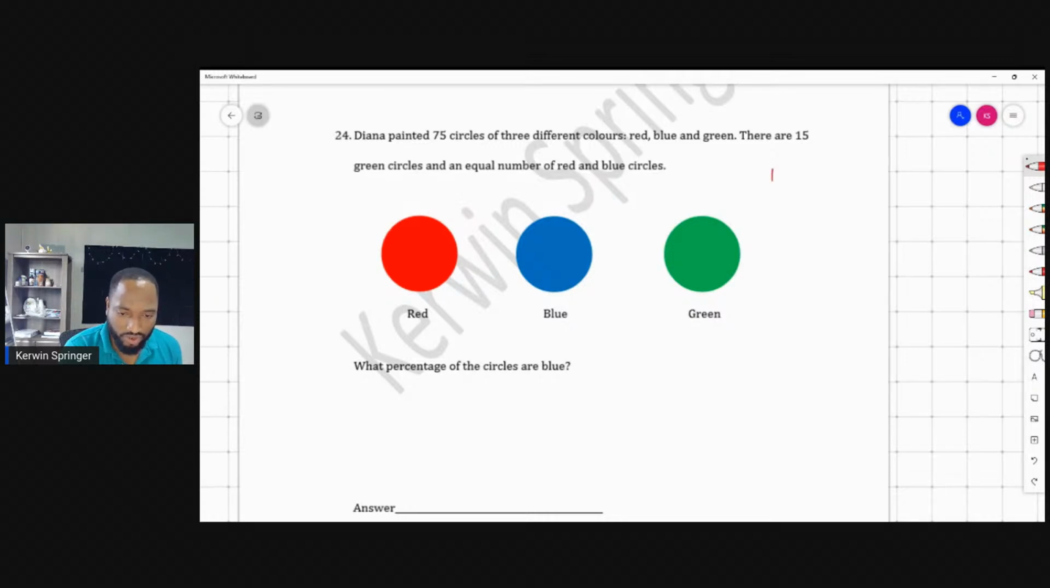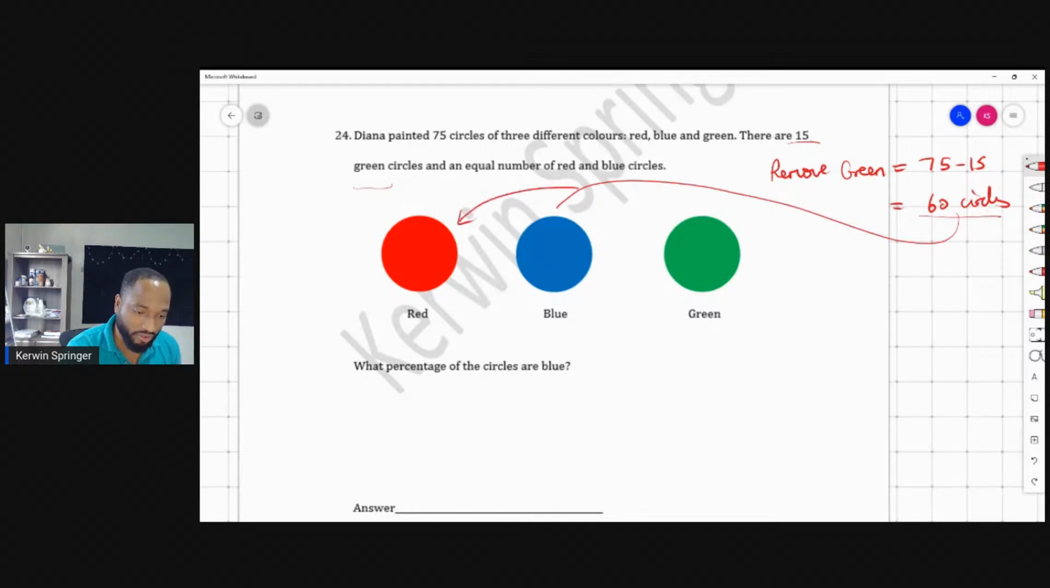So if we remove the green, we will have how many circles now? 75 minus 15 is equal to 60 circles, right? You remove the green circles. There are 15 green circles and an equal number of red and blue circles. So 60 circles, and these 60 circles represent the equal number of red and blue. I remove the green, and now I just have the equal number of red and blue.